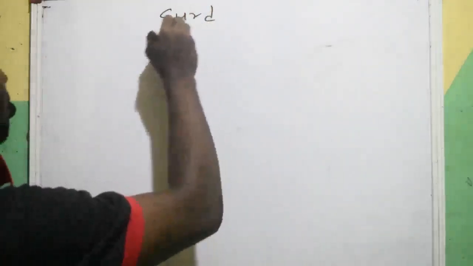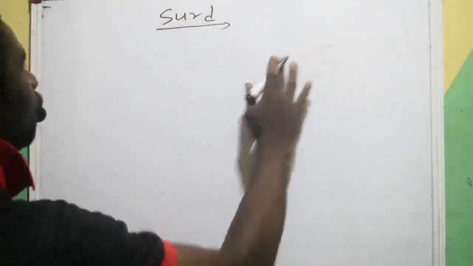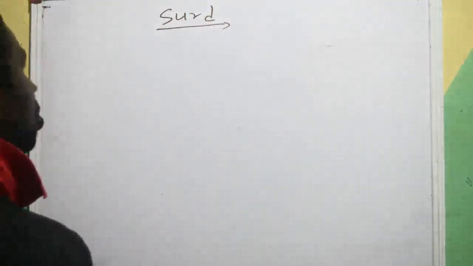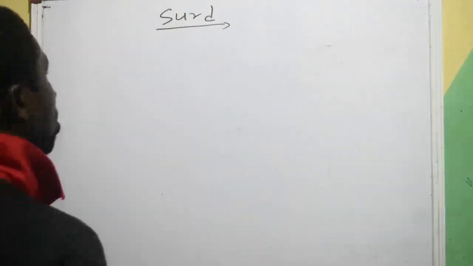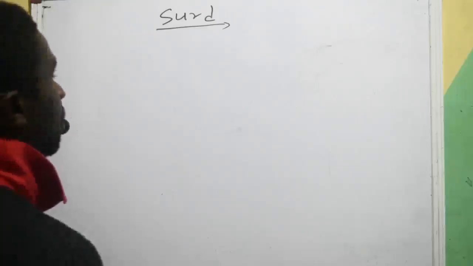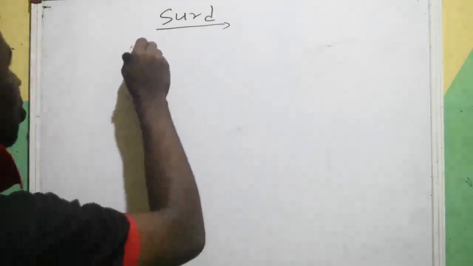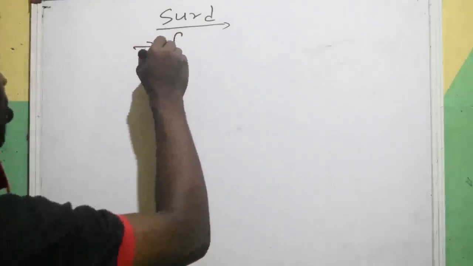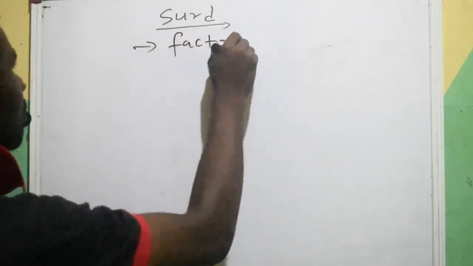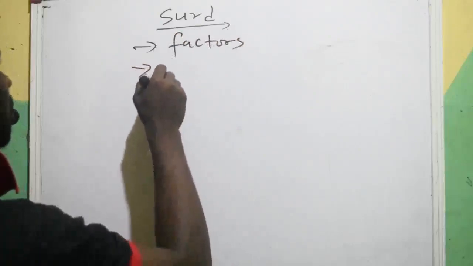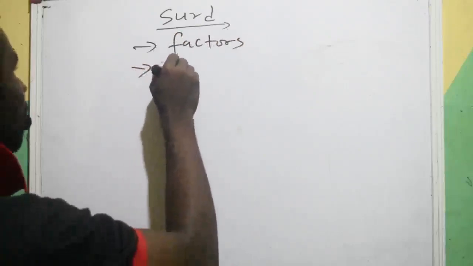In today's video, I'm here to teach you guys surds in mathematics. Now the question is, what is a surd? Before you know this surd, let me explain two things for you. The first thing I will explain is the meaning of factors, and the next thing to explain is what we know as a perfect square.